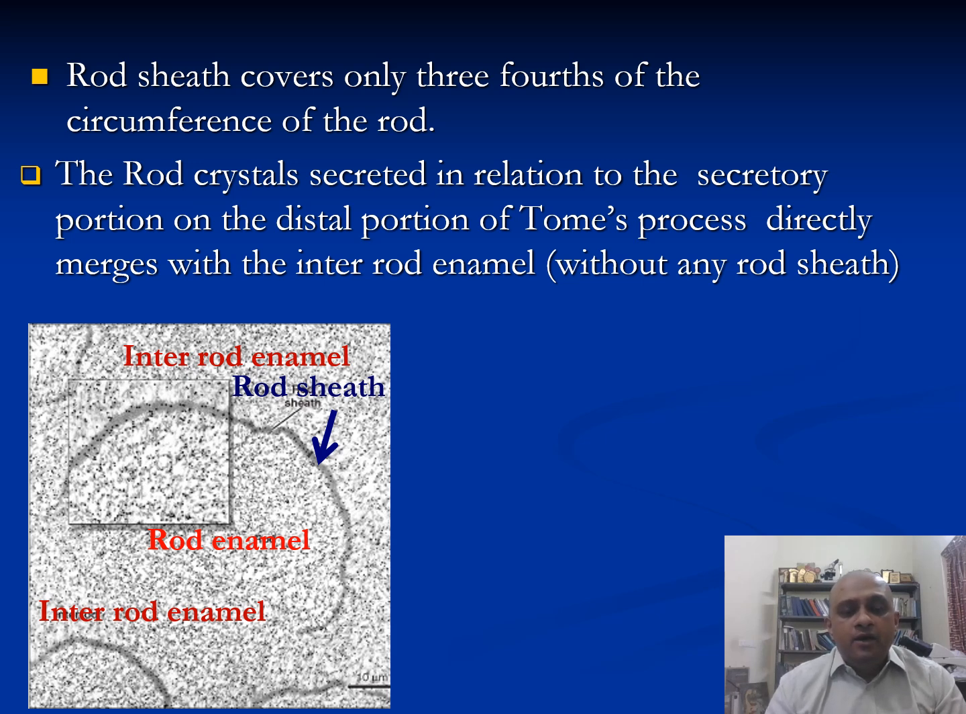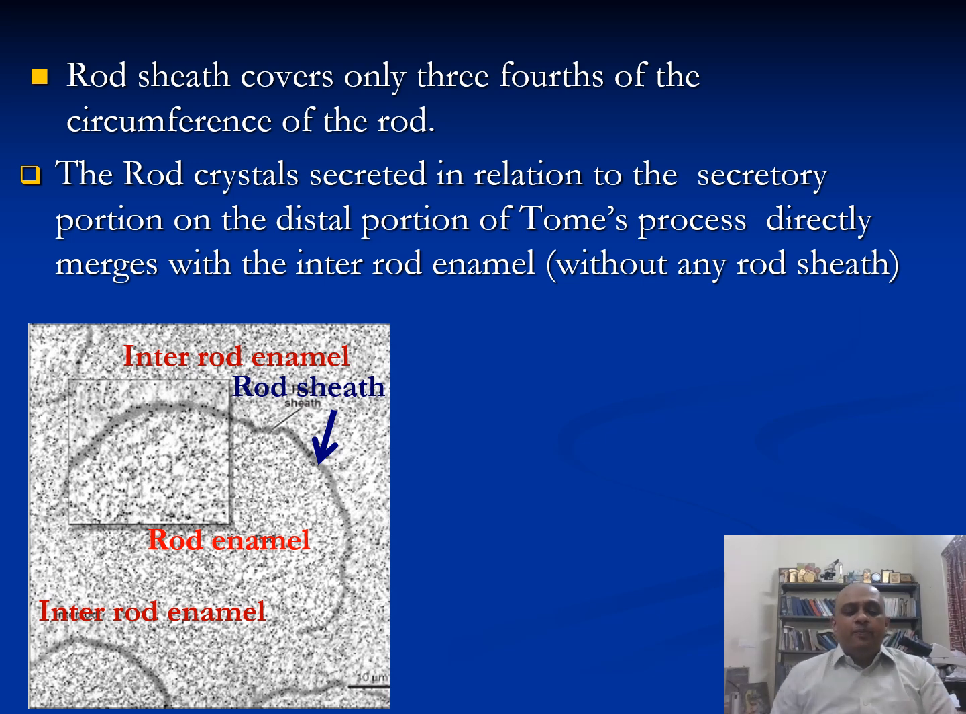Okay. Now you have to remember that the distal part of the Tomes process is not a cylindrical process. It is just a conical process. And that is the reason why, if you see here, the rod enamel is separated from the interrod enamel by the rod sheath in only 2/3 of the area. And in 1/3 of the area, you can see that the rod enamel is in continuation with that of the interrod enamel. And that is the reason why you have a keyhole shaped structure for the enamel rod. Okay, I hope all of you are clear about it.